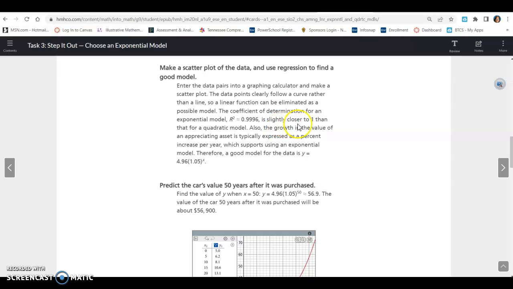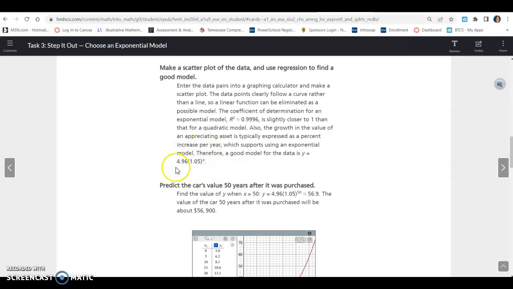It is slightly closer to 1 than for a quadratic model. Also, the growth in the value of an appreciating asset is typically expressed as a percent increase per year, which supports using an exponential model. Therefore, a good model for the data is y equals 4.96 times 1 plus the 5% increase, so 1.05 raised to the x power.